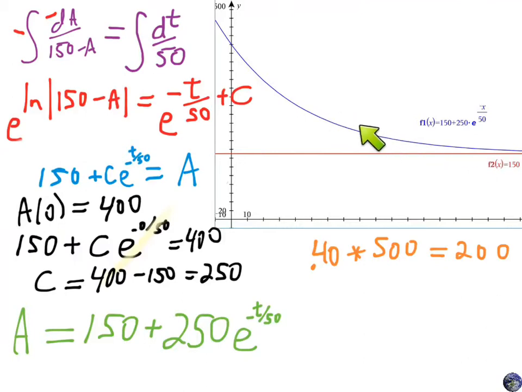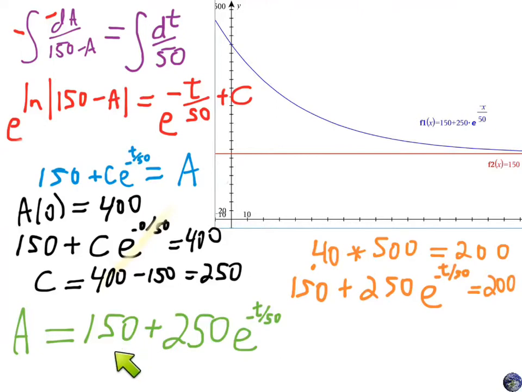Now, don't forget what the question asks. It says, how long does it take before you reach 40%? This is why I did this calculation. If we want to reach 40%, that means 40% times 500 is 200. So we want an amount of blackness, our capital A, of 200, and we want to know what the time is for that. So our equation is 150 plus 250 e to the negative t divided by 50. That has to come out to be 200.